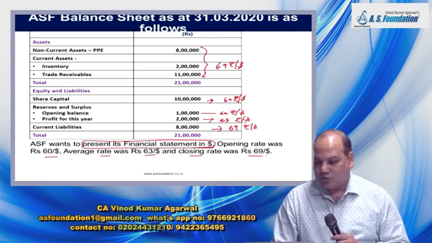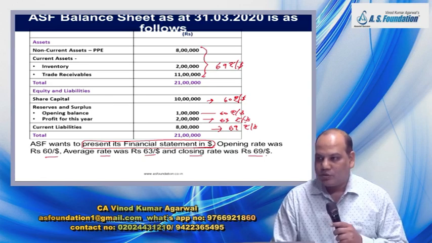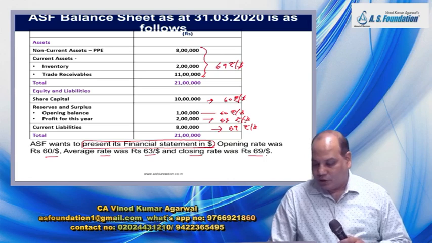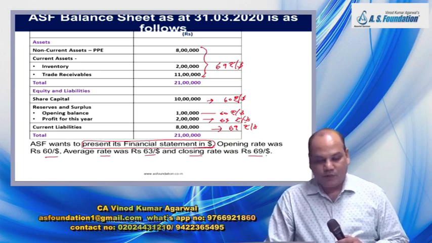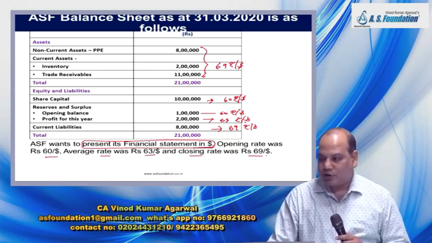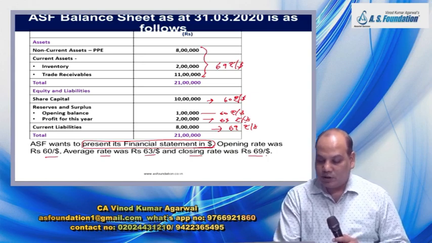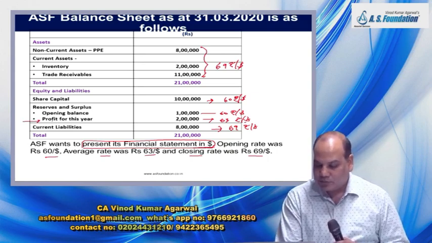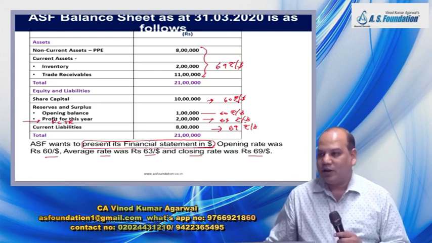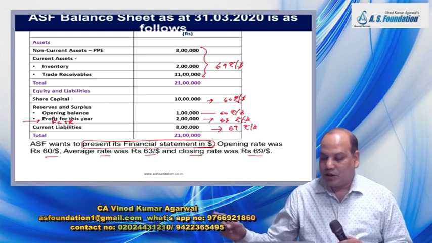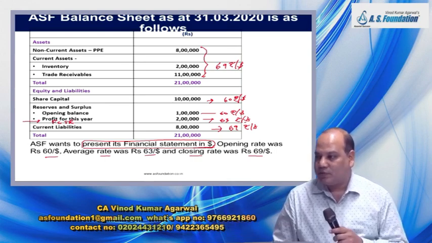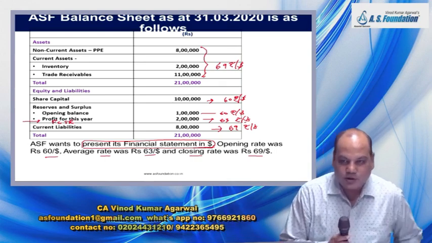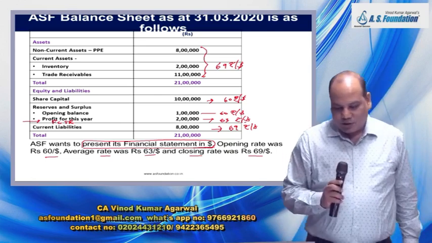So what you do, dear student, you prepare the statement of financial position in dollar on your own. Your balance sheet will not tally. If your statement of financial position does not tally, then under the head reserve and surplus, you open one more line item, FCTR. FCTR is the balancing figure in reserve and surplus. Try, I will give you 10 seconds.